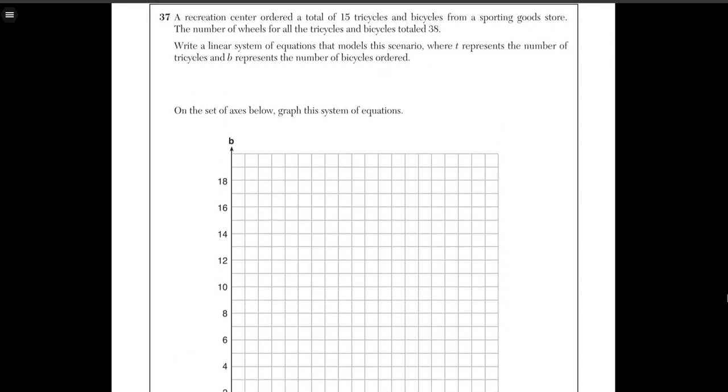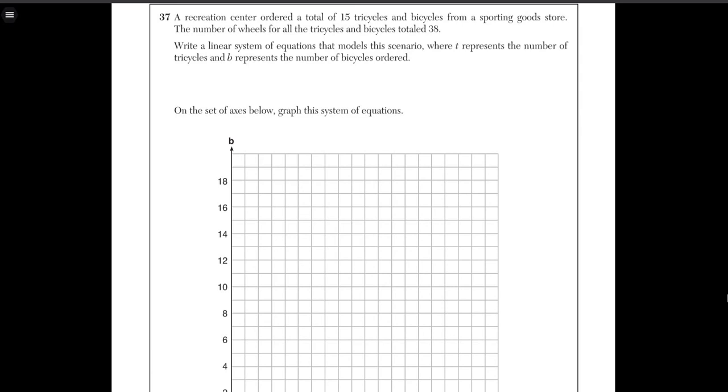A recreation center ordered a total of 15 tricycles and bicycles from Sporting Good, when the number of wheels for all the tricycles and bicycles totaled 38. So the total number of wheels, well, how many is that? We're going to have the tricycle wheels, which is 3 per tricycle, and the bicycle wheels, which is 2 per bicycle. They told us to call T the number of tricycles, B the number of bicycles.